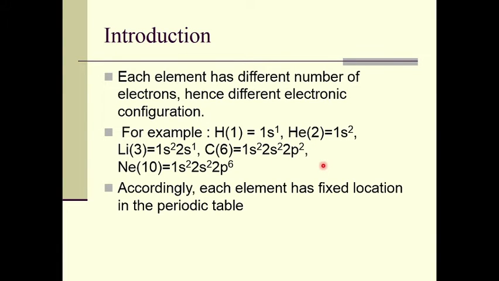Accordingly, each element has a fixed location in the periodic table. Each element has a different place in the periodic table because it has a different number of electrons and a different electronic configuration, and because of that its physical as well as chemical properties are different, and therefore they occur at different places in the periodic table.